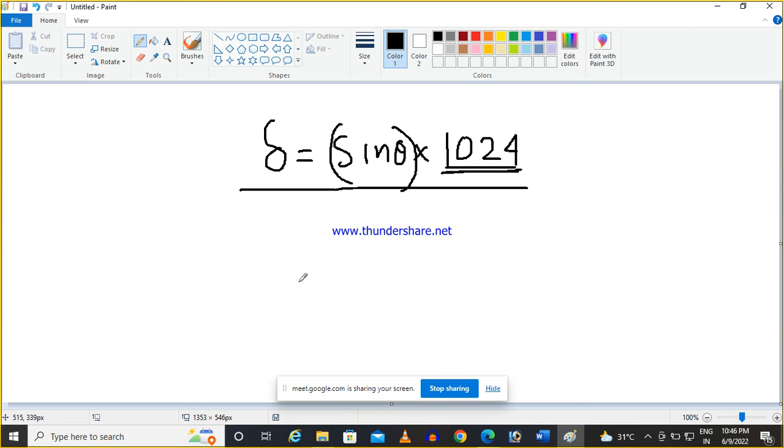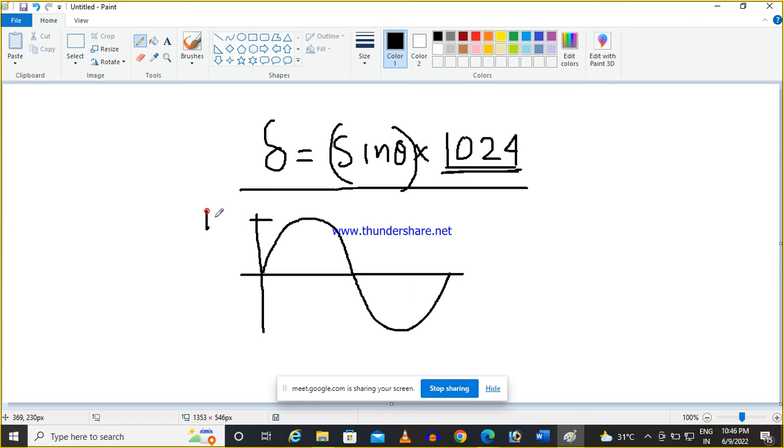So you have to give one DC shift. Say if I plot this function, this will be 1024, and this will be minus 1024. If I plot this function, theta from 0 to pi will be positive, and from pi to 2 pi it will be negative. So to fix that you have to give a DC shift.